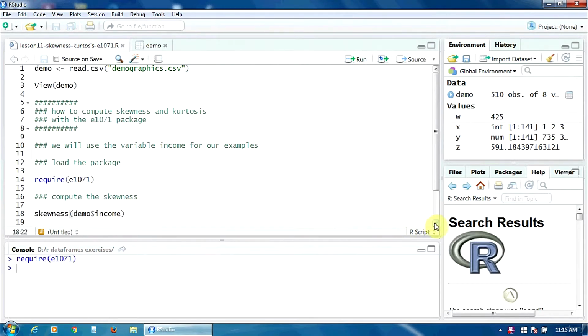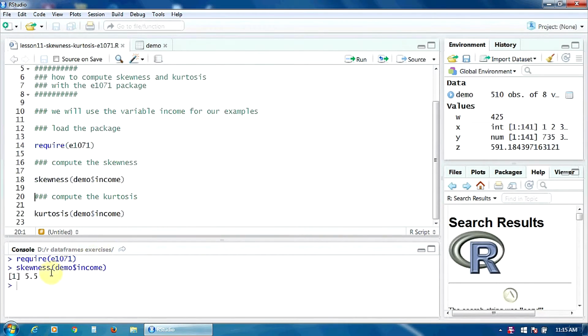And now let's compute the skewness with this function, skewness. The argument of this function is, of course, our variable, income. Run this. So the skewness is equal to 5.5. You can see it here in the console. It is greater than 0, so we are talking about a right skewed distribution. The values tend to concentrate to the left, so the low values are more frequent than the high values.